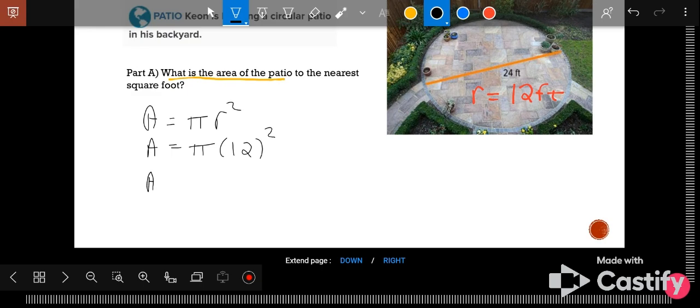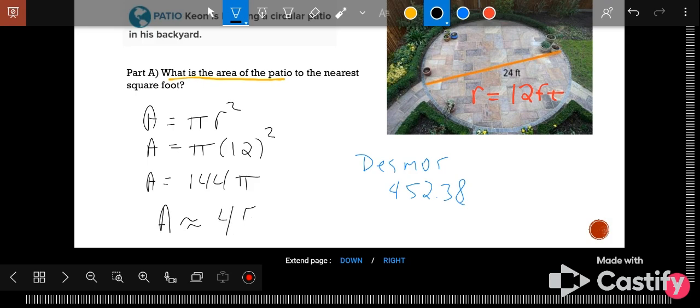Area equals, that becomes 144 pi. And again, if you type that into a calculator, if you type that into Desmos, we would get 452.38 and change. And so we're just going to say here the area is about 452 square feet. And this is the nearest whole square foot. And then you put square feet.